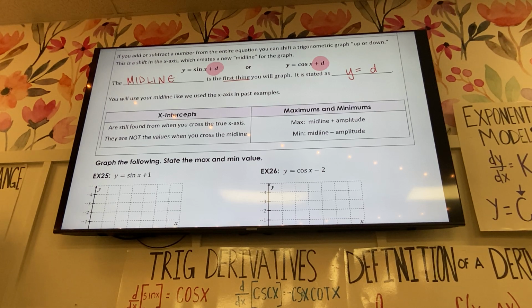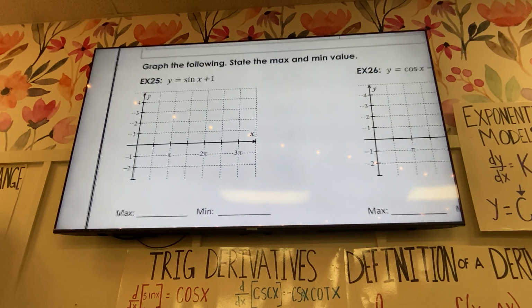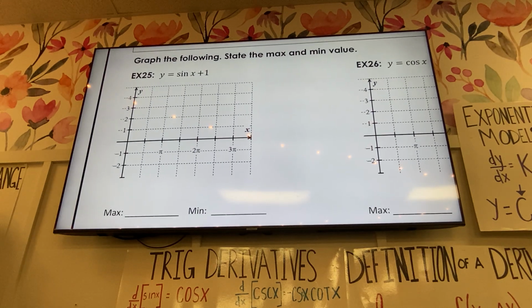The max and mins can be found by adding the midline number to the amplitude for the maximum, or midline minus the amplitude for the minimum. And remember, when you're doing this, the amplitude is always positive. So if a question asked you for the max and mins and it didn't specifically tell you you needed to graph, that's a shorter way of finding that out. All right, so on 25, we're going to graph, and then we're going to state the max and the mins.